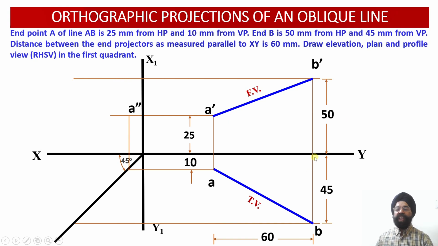Now this point B is located at a distance of 45 millimeter in front of the vertical plane. That is, in the top view projections, the end B of the line AB is 45 millimeter in front of the vertical plane. Now this distance of the top view will be converted into the distance from the vertical plane in the profile plane over here. How will this be done? Again, we are going to make use of this transfer line in order to transfer this distance of 45 millimeter in front of the vertical plane to 45 millimeter from the vertical plane over here.